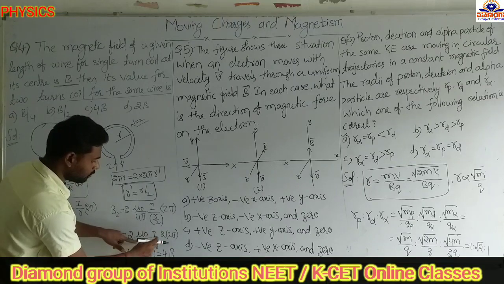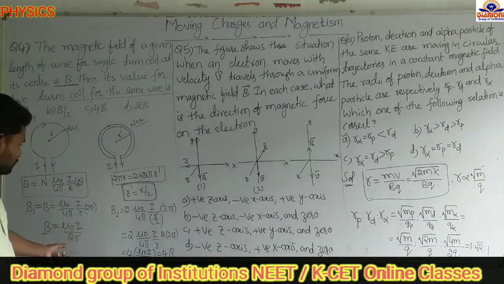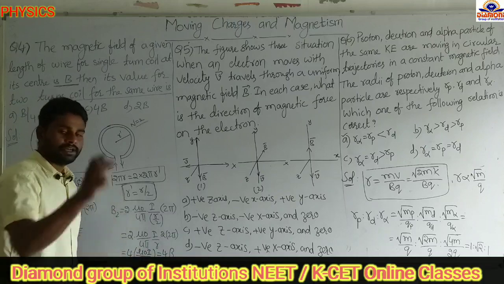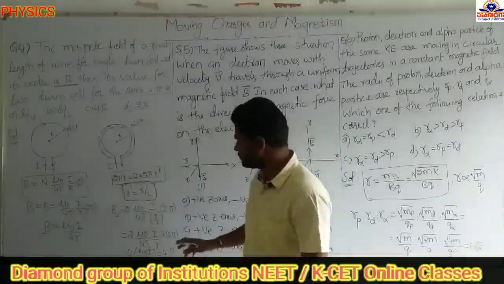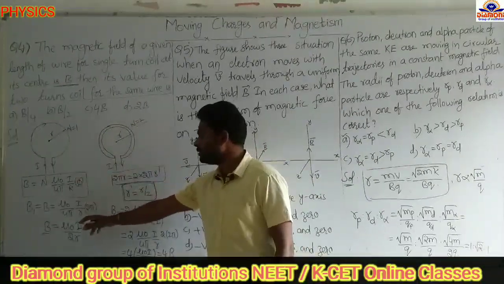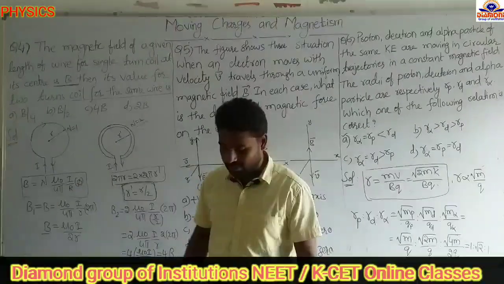So mu naught I by 2r, mu naught I by 2r. Mu naught I by 2r is nothing but the B. So 4 into B. If you make the wire 2 turns, the magnetic field at the center will become 4 times the initial. Okay, remember that, like this you have to do.